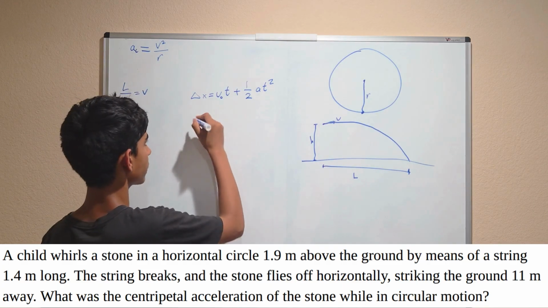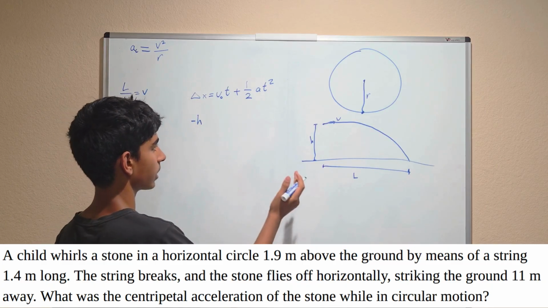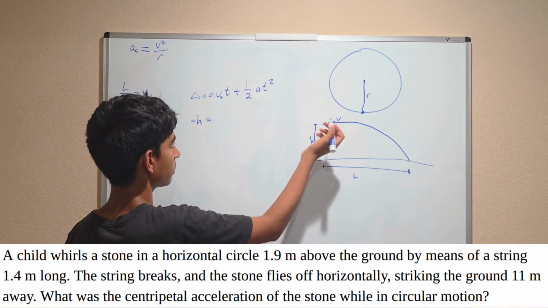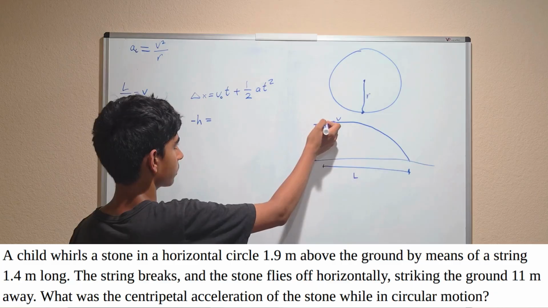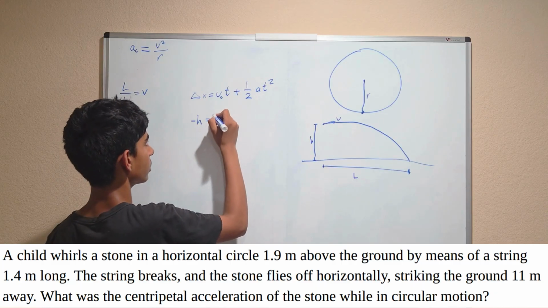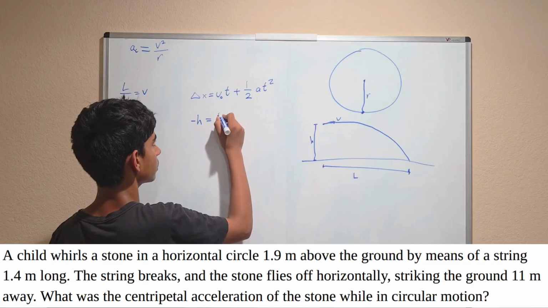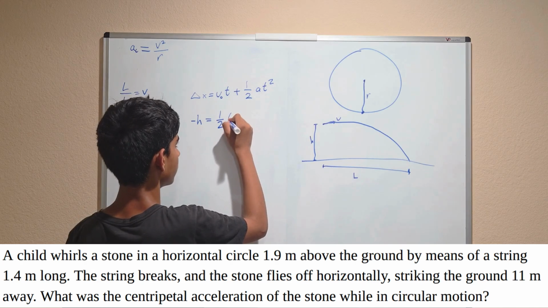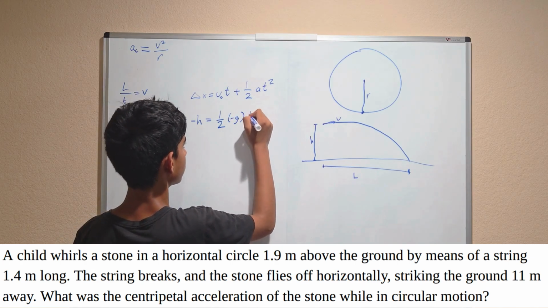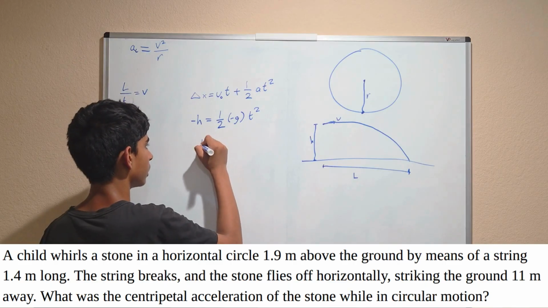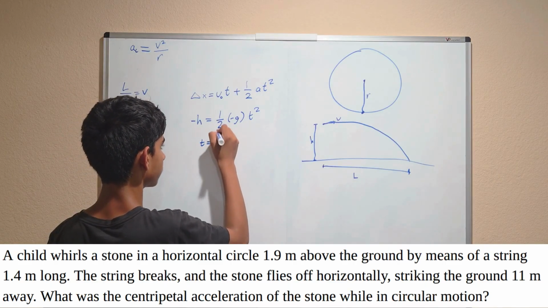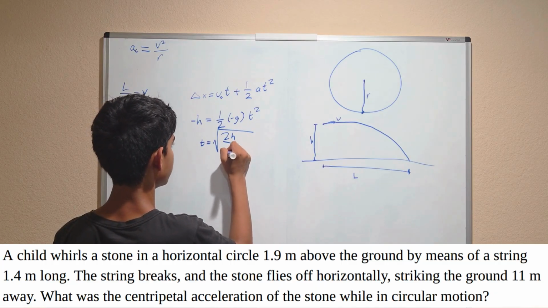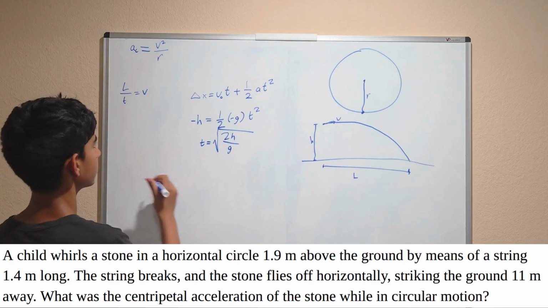So delta x in this case is negative h. I'm assuming upwards to be positive. And the initial velocity is 0 because we're just considering the vertical dimension, so that's just not there. 1/2, the acceleration is negative g, and time squared. Solving for time, we get that this is the square root of 2h over g.